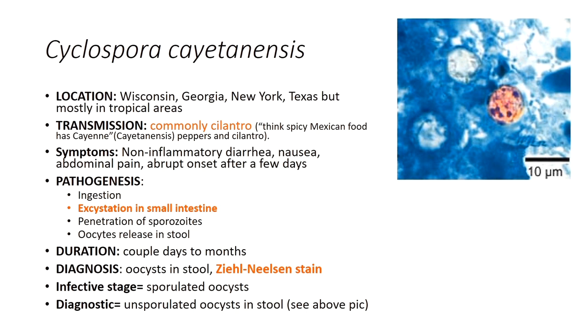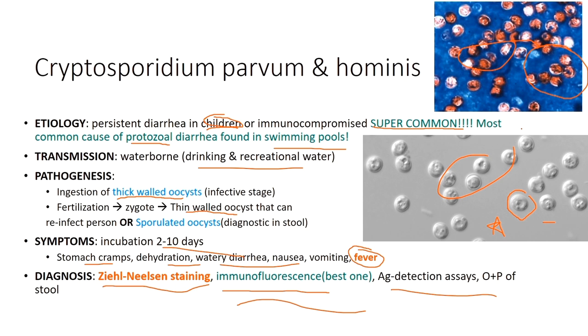So this is non-inflammatory diarrhea, nausea, abdominal pain, usually abrupt onset after a few days of exposure. So this guy incysts in the small intestines, and it penetrates as sporozoites, and then oocysts eventually develop and are released in the stool, and we can actually find them. So we can do a Ziehl-Neelsen stain, so this is acid fast. And how would we differentiate this guy from this guy? So these guys are really small and pink, and they don't have really dark black dots that we find when we do our Ziehl-Neelsen. There's a lot of them.